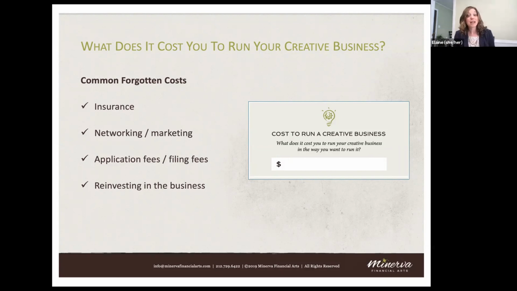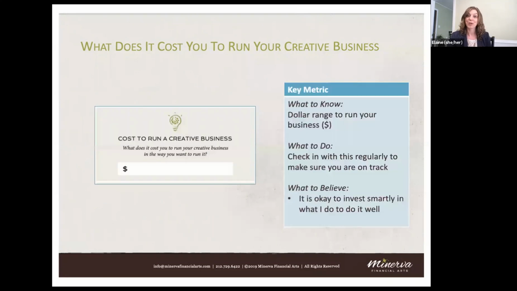We also often forget about the cost for attending networking events or training events or marketing what we do. That is as important in running a creative business as it is in being an educator, especially if you are responsible for filling seats in your educational space. Oftentimes, we also forget about application fees or filing fees or any of those annual costs that come up with running a business. And very often we forget about reinvesting in the business, the idea that it's as important to have an emergency fund in your business as it is for your own personal life.